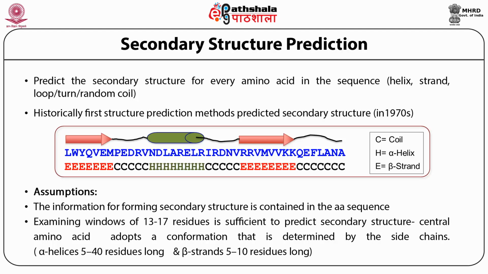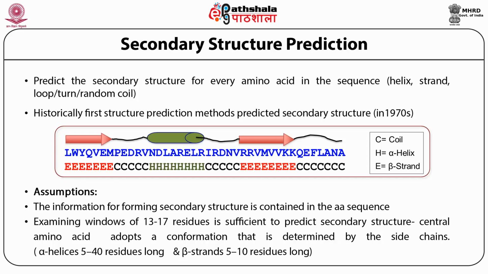The fundamental assumption of most secondary structure prediction methods is that there should be a correlation between the amino acid sequence and the secondary structure. That is, the entire information for forming secondary structure is contained in the primary sequence. So many algorithms examine a sequence window of 13 to 17 residues, assuming that the central amino acid in the window will adopt a conformation that is determined by the side groups of all the amino acids in the window.